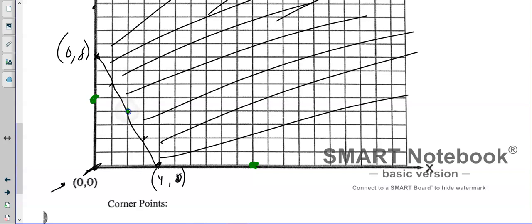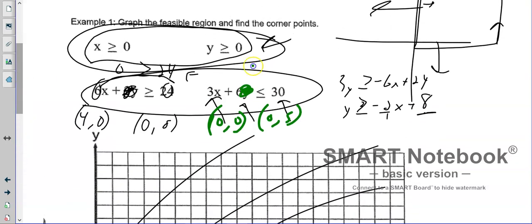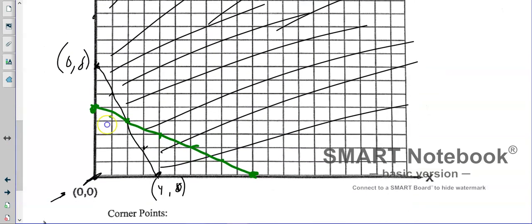So I'm going to go down 1, right 2. Oh, there's a point of intersection. That's important. And I'm going to keep going down 1, right 2 until I get here. This point of intersection is very important. Now I go back up to the original one. I'm going to plug in 0 here, get 0 less than 30. That's a true statement, which means I'm going to shade underneath here.